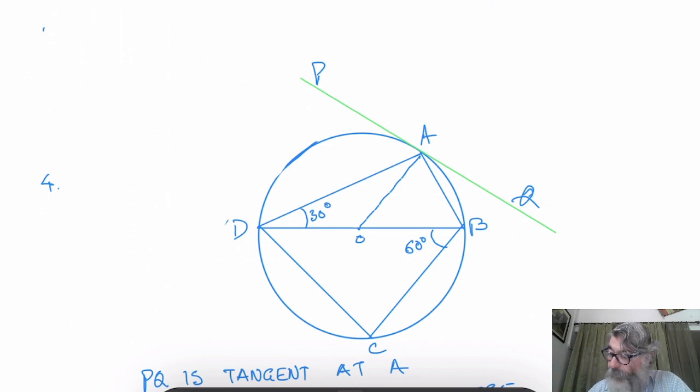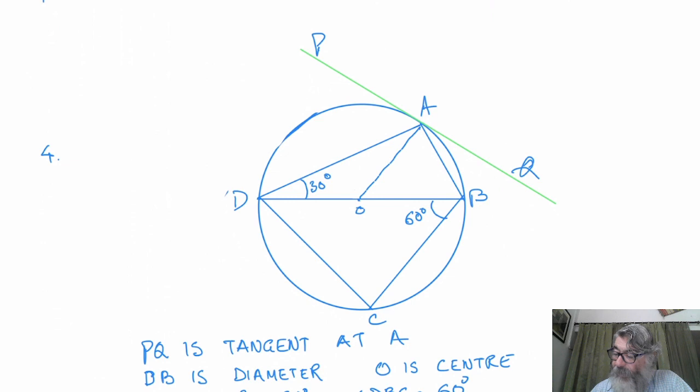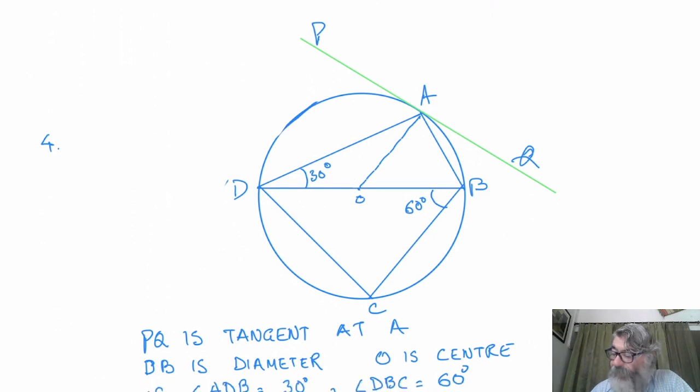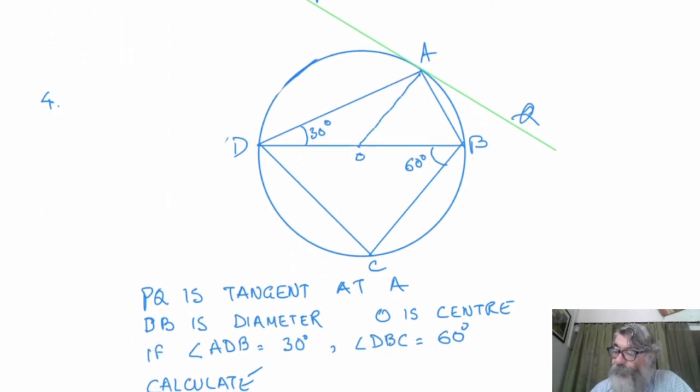Alright, let's see what the problem is. He says PQ is tangent at A, DB is diameter, O is the center. If angle ADB is 30 degree and angle DBC is 60 degree, we have to calculate three things: angle QAB, angle PAD, and angle CDB. Alright.